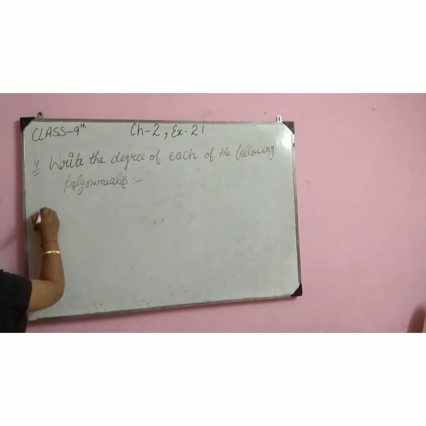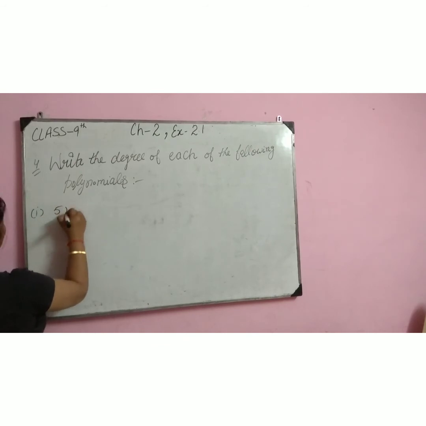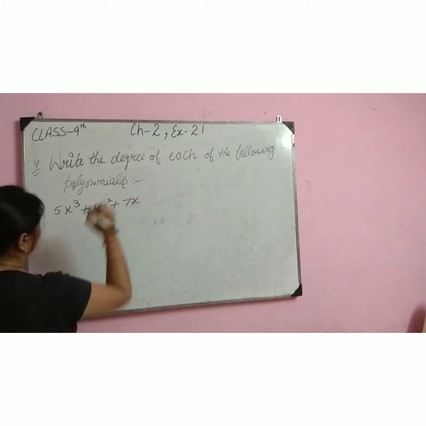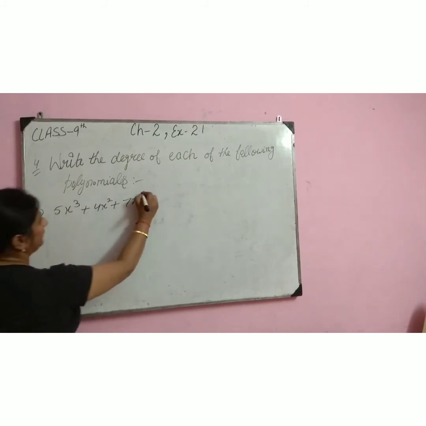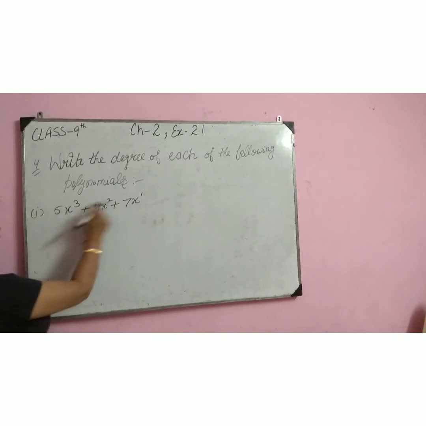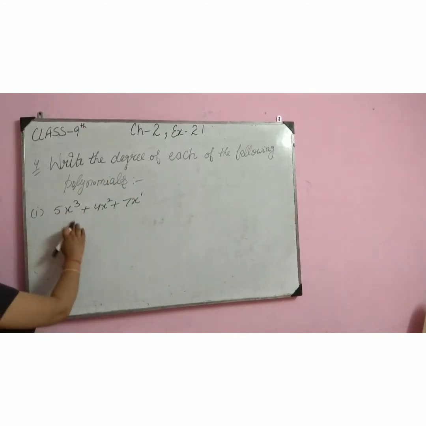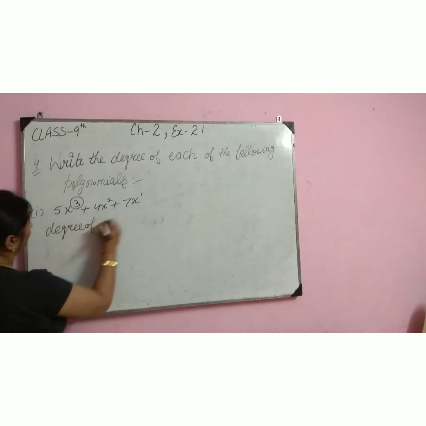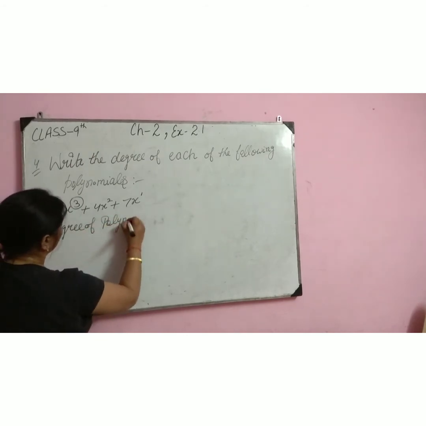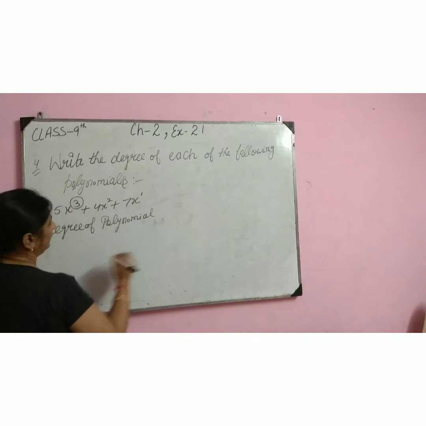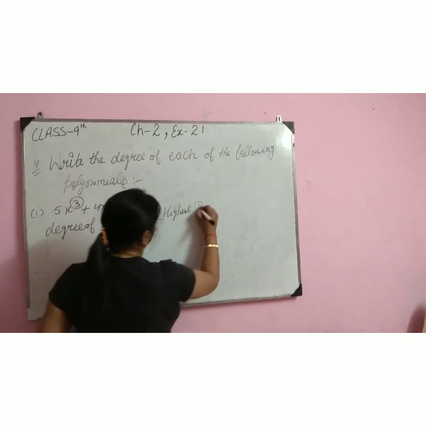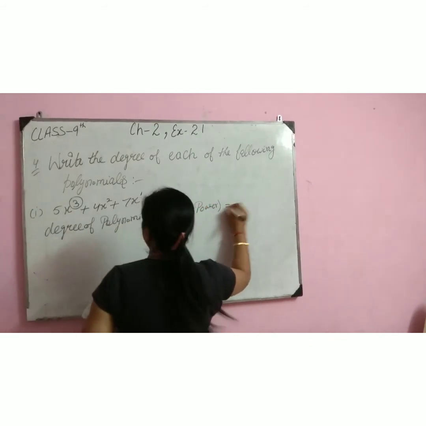So, first part: 5x cube plus 4x square plus 7x. Power is 3, power is 2 and power is 1. I mean the degrees are 2, 3 and 1. But which is the highest power? 3. Then we can write the degree of the polynomial, highest power, 3.